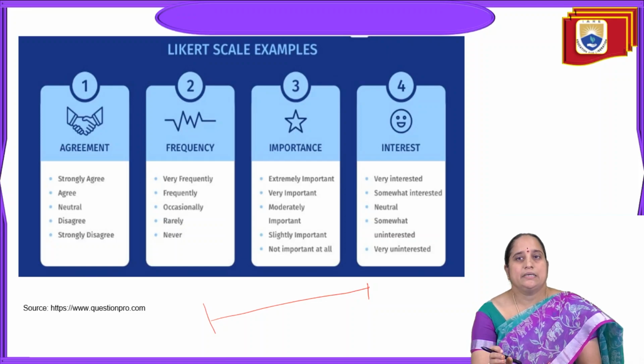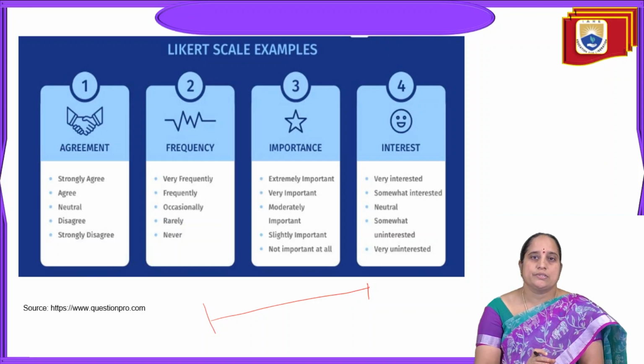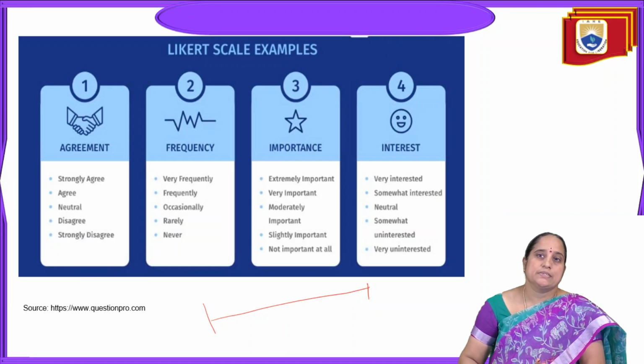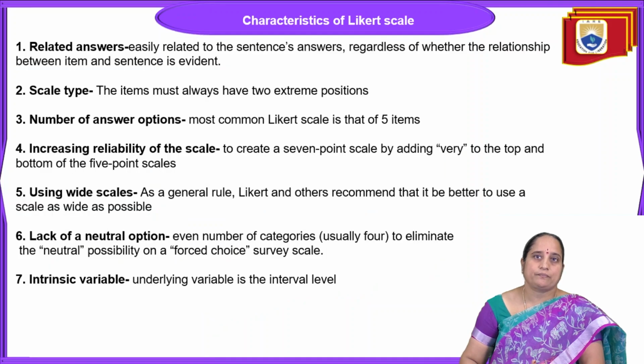The next one is interest. If it is related to the interest of an individual person, then we'll give certain options based on that. The respondent has to select one option like very interested, somewhat interested, neutral, somewhat uninterested, very uninterested. So it depends upon the individual person's perception. Based on that, they are going to select one option among the available options. So these are some of the examples of the Likert scale.